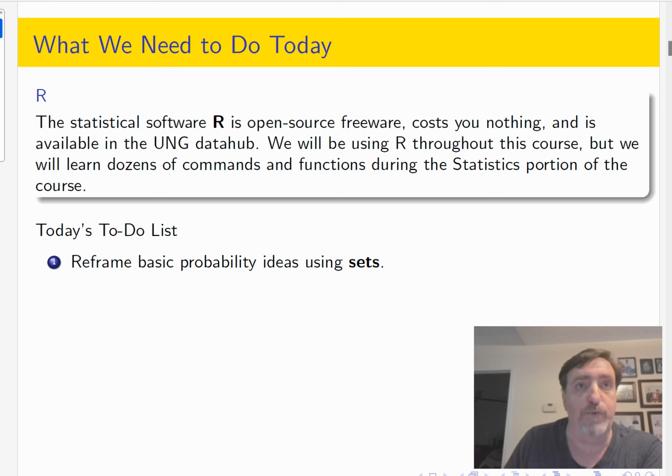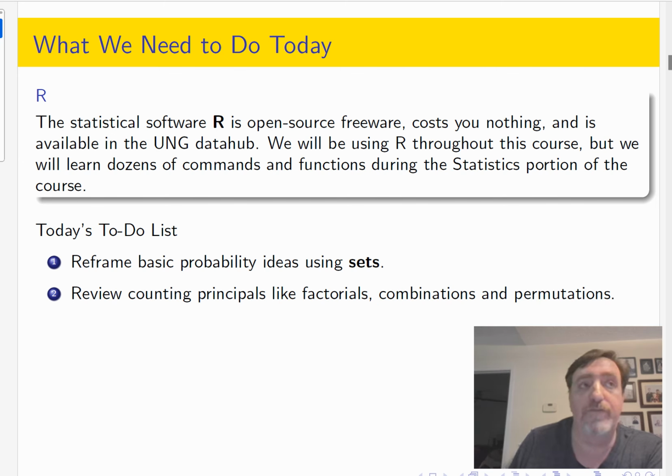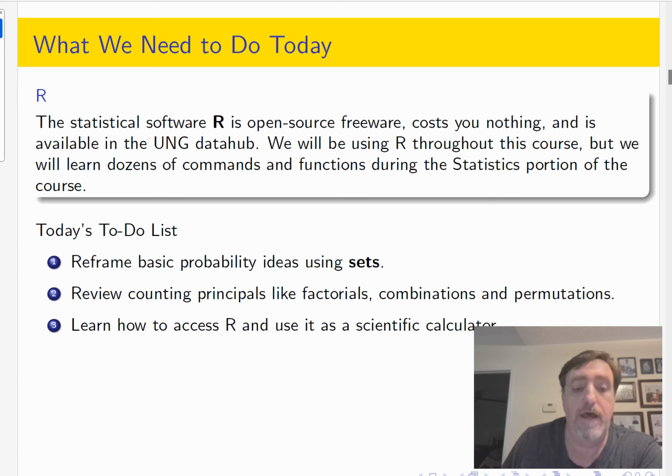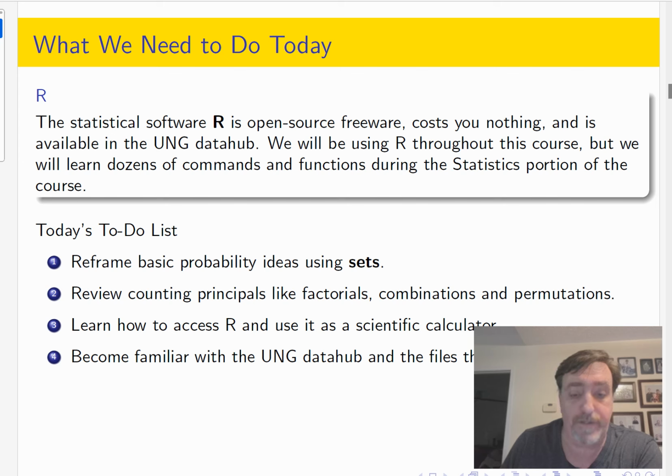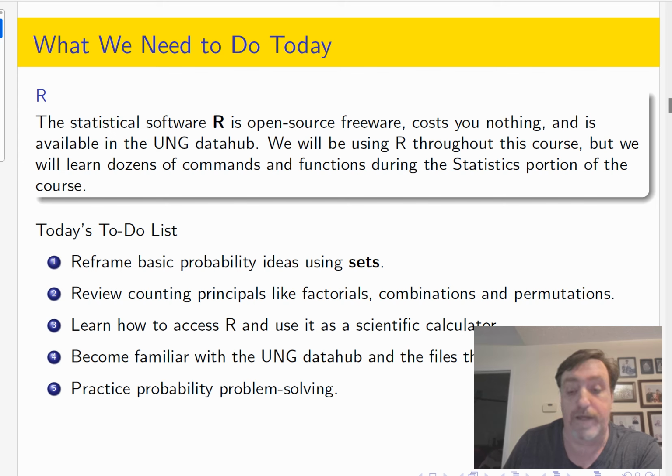So the first thing we need to do in terms of probability is reframe all the basics that we know from high school and earlier college courses in terms of sets, right? And we're going to go through that in just a second. We also are going to review counting principles that you've probably seen, how to use factorials and combinations and permutations. And we're going to learn how to access R and use it inside the UNG Data Hub. And we're going to start to get a little bit familiar with the Data Hub and the different files that can be found there. And of course, we're going to actually do some mathematics. We will practice some probability questions as we go.